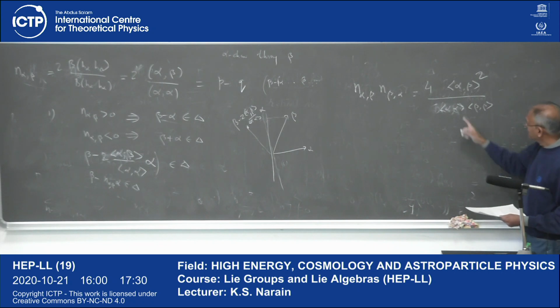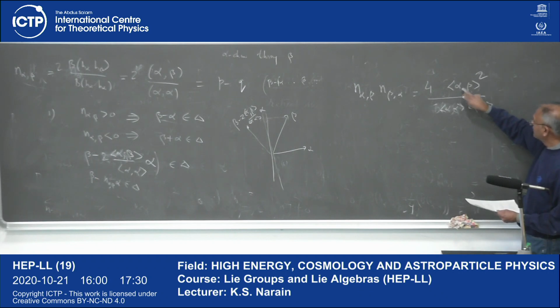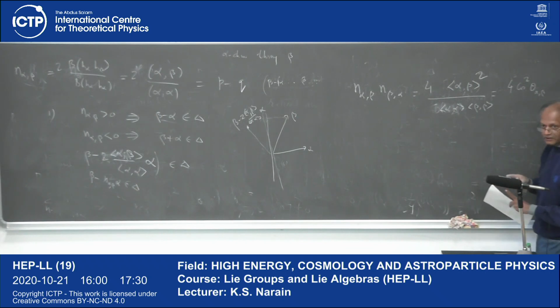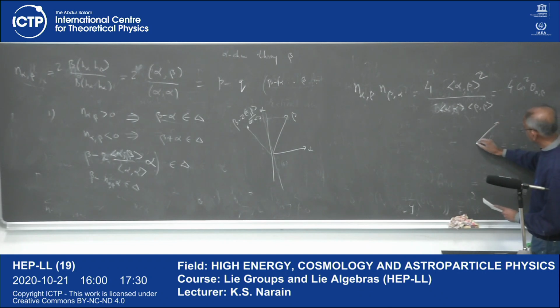But that is the same. This is the length squared of alpha and that's the length squared of beta. This is going to be the length squared of alpha times the length squared of beta times the cosine of the angle between them, squared. So therefore, this is nothing else but 4 cos squared theta of alpha beta. So this is the angle between the root alpha and root beta. If alpha is here and beta is there, then this is nothing else but the angle theta alpha beta.